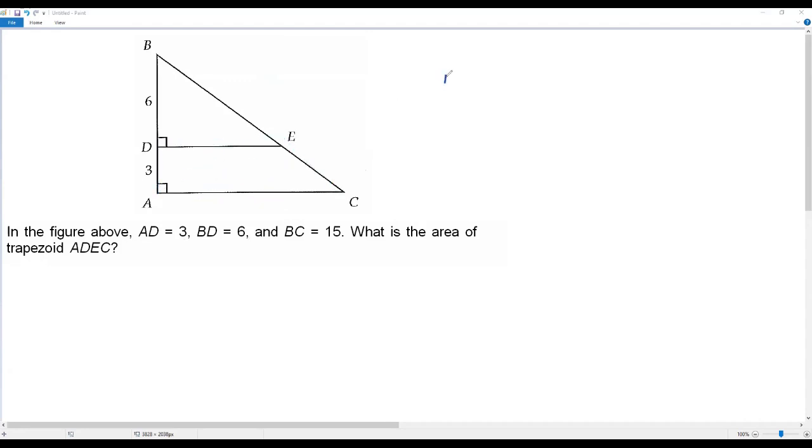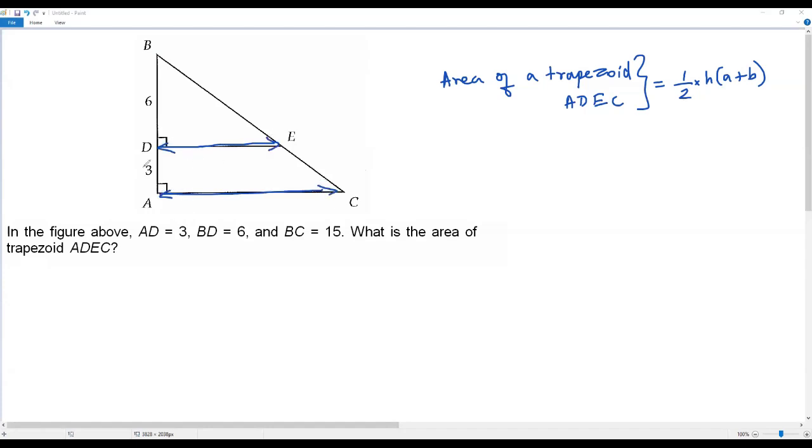Let me write the formula to find the area of a trapezoid ADEC. If I want to get the area of a trapezoid, I have to take 1/2 times height times (A + B). Here H represents the height of the trapezoid, and A and B represent the lengths of the two bases. Here the two bases of this trapezoid are DE and AC. Already we know the height of the trapezoid, that is 3. So to get the area of the trapezoid ADEC, I must know the lengths of DE and AC.